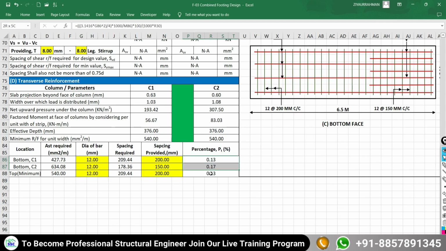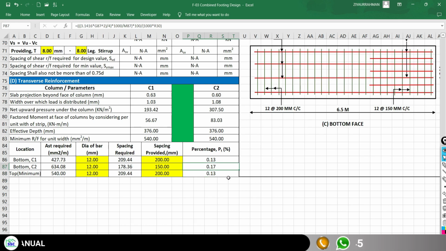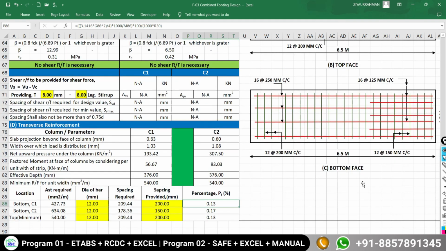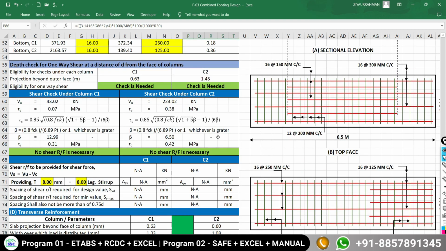So the overall provided percentage of reinforcement is 0.13, 0.17, 0.13, so everywhere we are providing reinforcement more than the minimum of 0.12%. In this way you have to complete the design by using this spreadsheet. Any type of combined foundation you can design by using this spreadsheet.